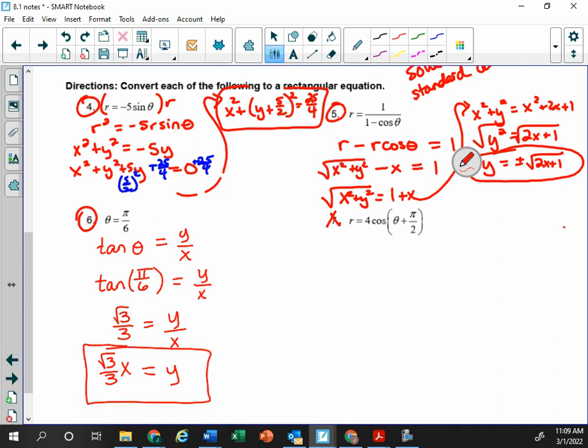When we get into graphing lines and circles in polar coordinates, you'll know that anytime you see theta as pi over 6, it's just the equation of a line through that angle pi over 6, and so your slope is whatever the tangent of that angle is. Okay, but that'll be next. All right, guys, questions?